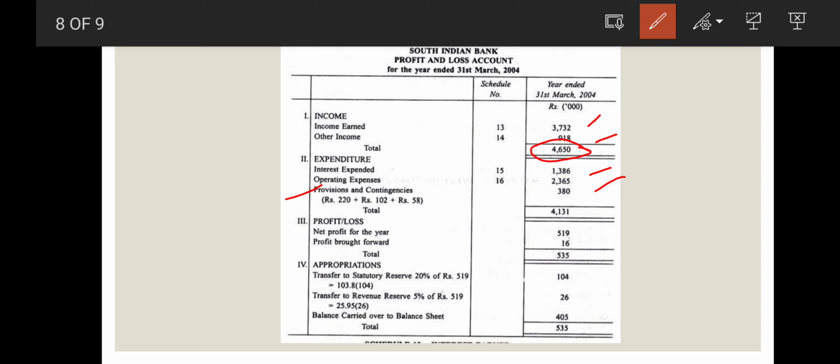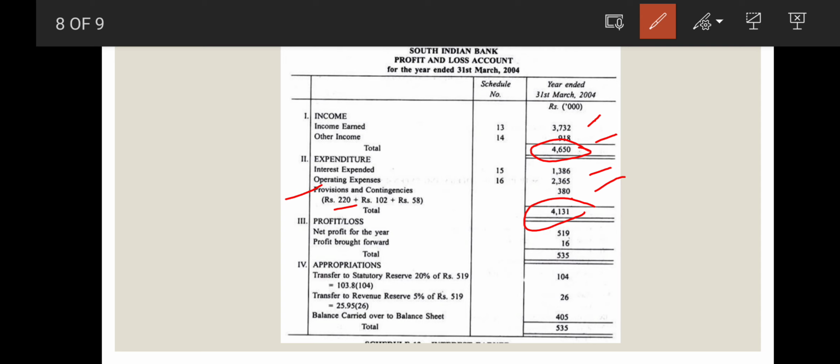The values are given: 220 in the tax, and 102 and 58 are given in the adjustment. We add the values, 380 rupees. Adding everything, we find the total expenditure 4131. We find out the profit: 4650 minus 4131. We find the value of 519.